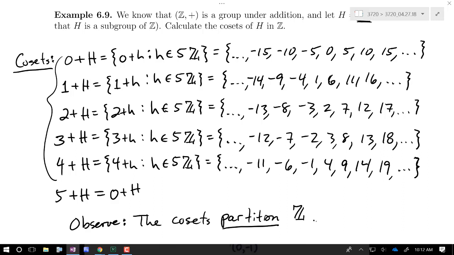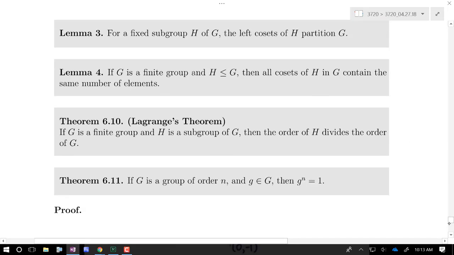In fact, that is our next result on the next page. Lemma 3 says that if we fix a subgroup H of G, then the left cosets partition G. The same would be true for the right cosets. We're just going to be establishing all of our results for left cosets.